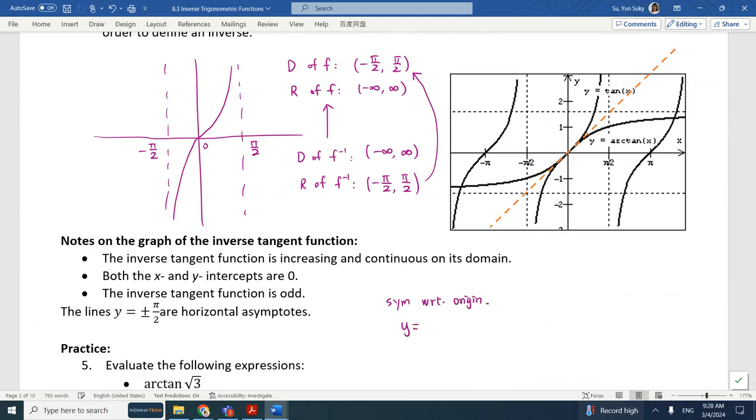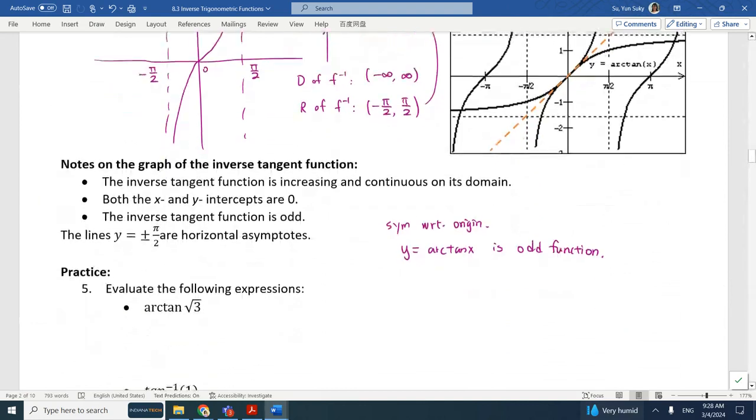So y equals the arctangent x is an odd or even function? Symmetric with respect to the origin? Odd function. Very good.